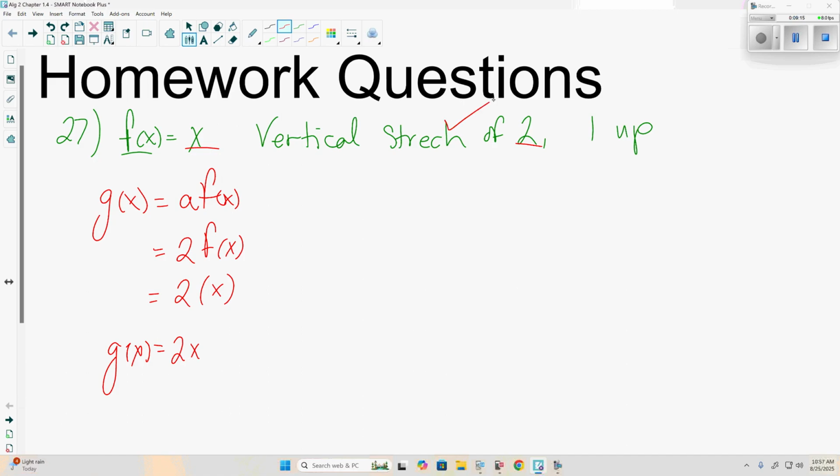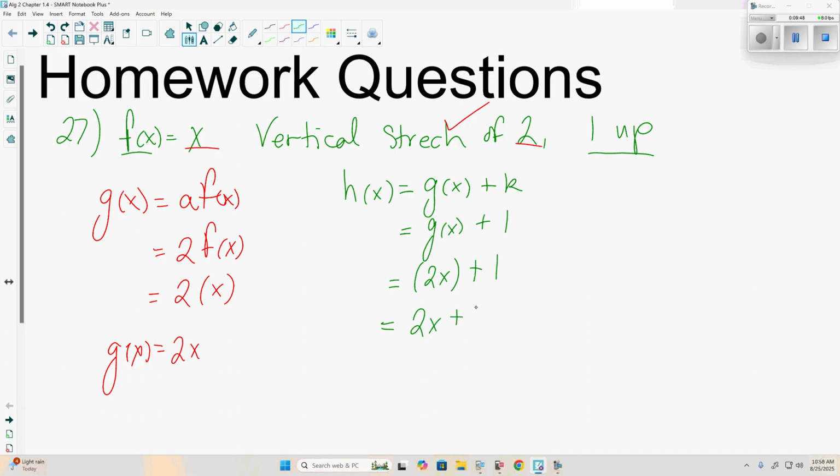Questions on our vertical stretch of 2? Our second transformation is up 1. So this here would be our g of x plus k, where k is the amount we're moving up or down. Since we're moving up 1, k is going to be positive 1, so we're going to have plus 1. Now we can replace g of x with its function, which is 2x, telling us here that h of x is 2x plus 1.